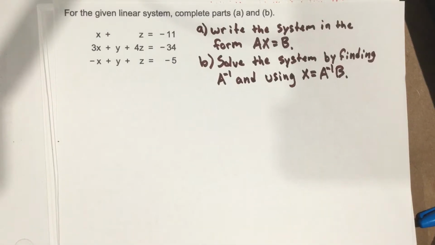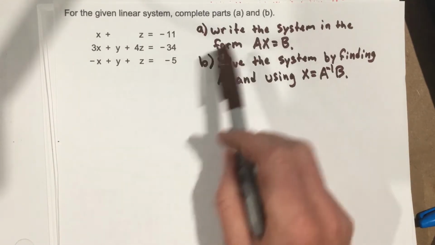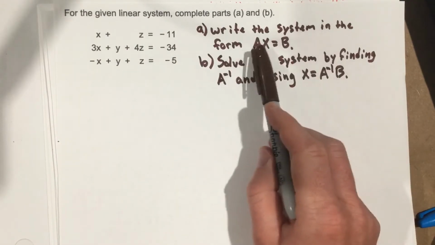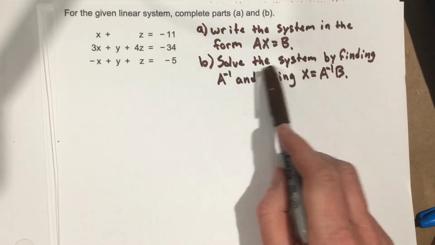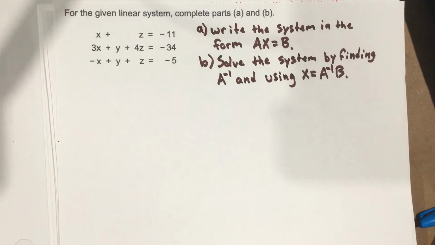This is problem number 9 from section 9.6. In this problem they say, for the given linear system, complete parts A and B. Part A, write the system in the form AX equal B. Part B, solve the system by finding A inverse and using X equals A inverse B.